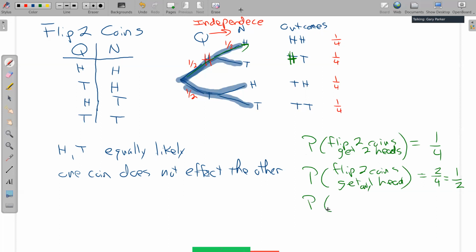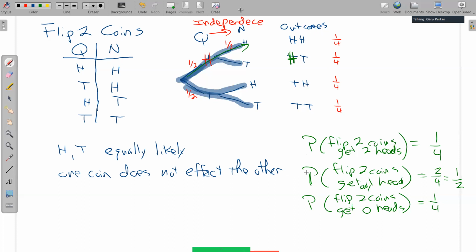What's the probability that I flip 2 coins and I get 0 heads? Looking at the results here, 0 heads would be 2 tails. There's only one way that can happen. So that would have a 1 in 4 probability of happening. So I have 4 different outcomes here. Each, I believe, is equally likely, so they have a 1 in 4 possibility of happening.